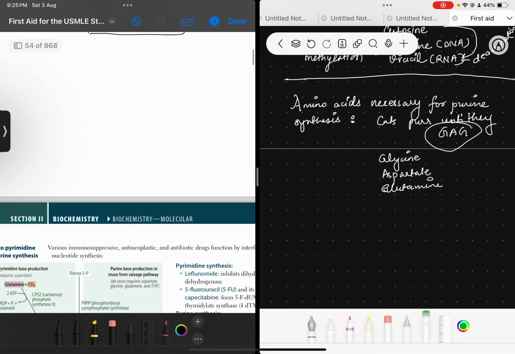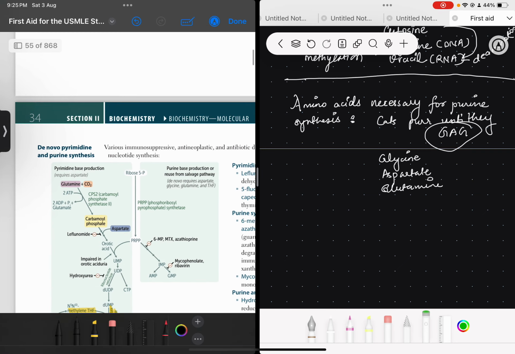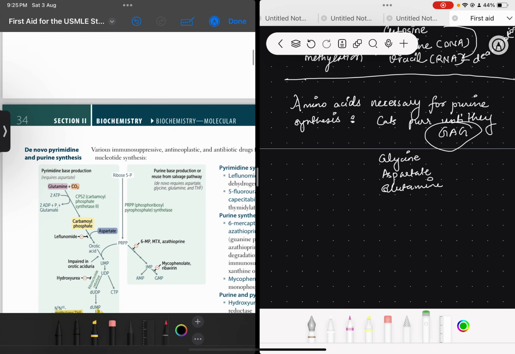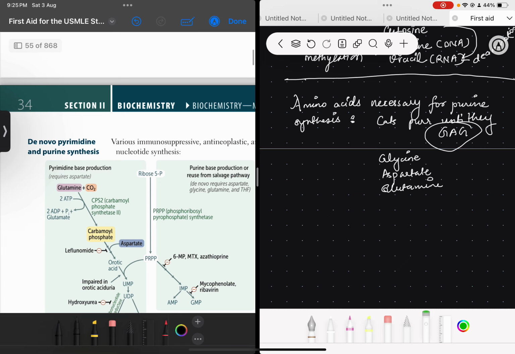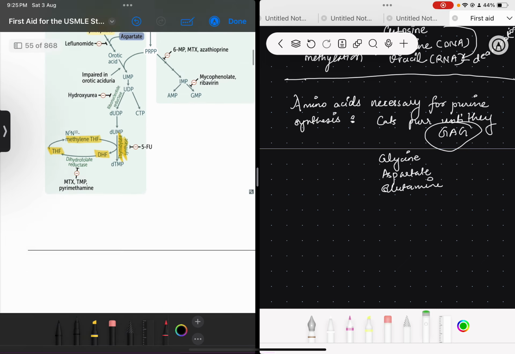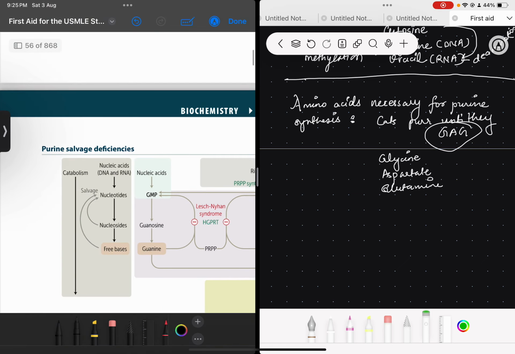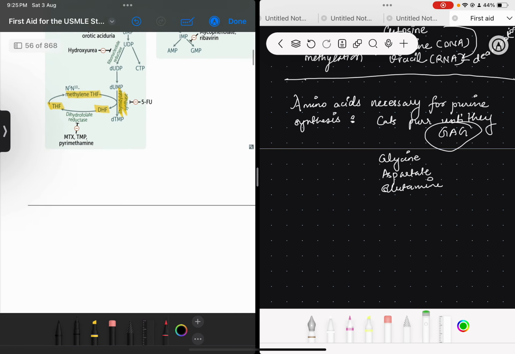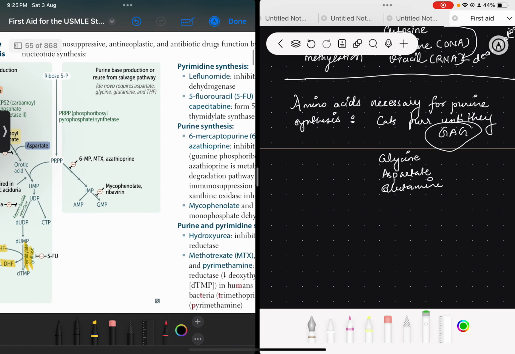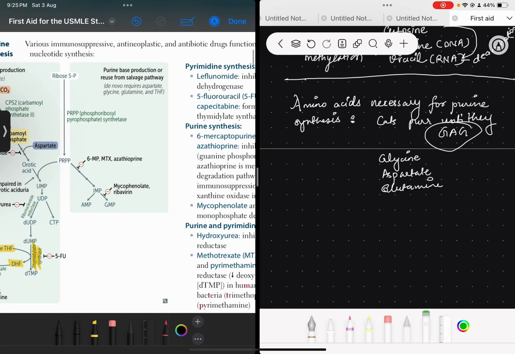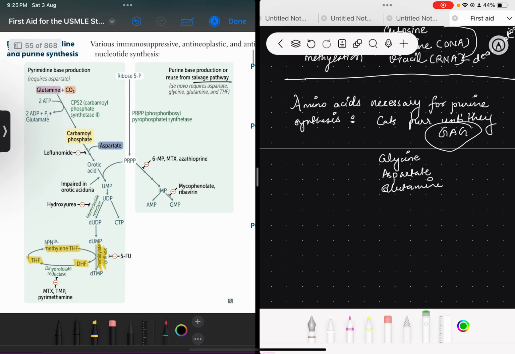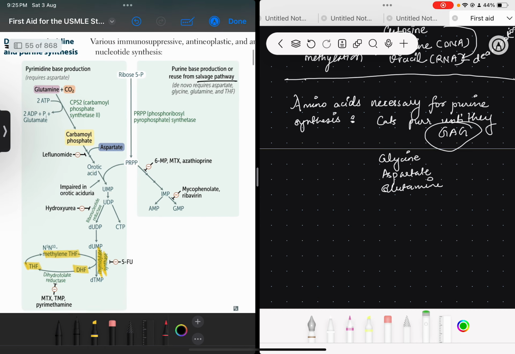Now about the synthesis part. Purine synthesis has 2 pathways. One is de novo and another is salvage pathway.